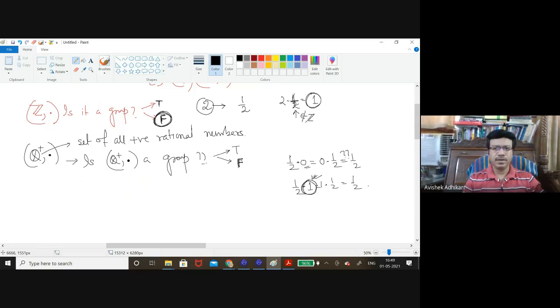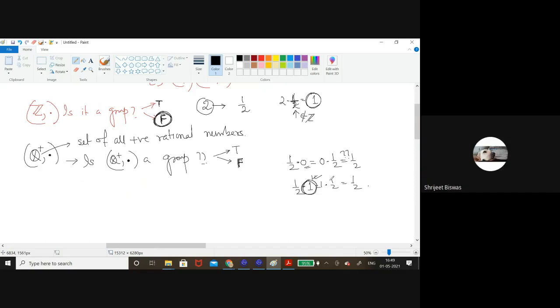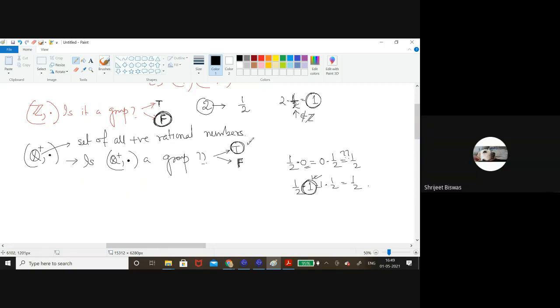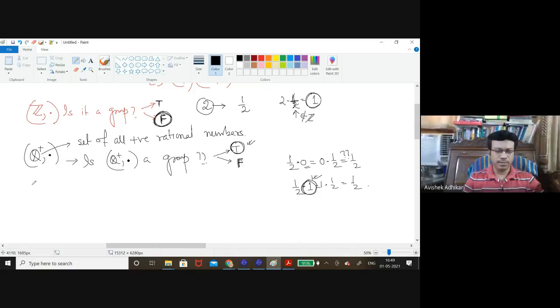Then inverse is there. Sir, as 0 is not there, I think it is a group. Yes, the inverse property is true. It is a group because 0 is not there. If 0 would have been present, then it would have been invalid. Perfect. So by a similar argument, you can talk about G star.